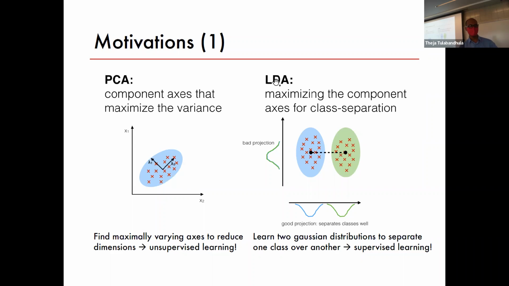But LDA is just a special case of GDA, Gaussian discriminant analysis. So what does Gaussian discriminant analysis do? Its motivation is to maximize some axis that separates two classes. Let's think of this as binary classification. So we have two blobs of data. One is class 1, one is class 2.